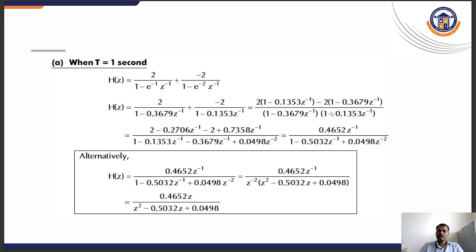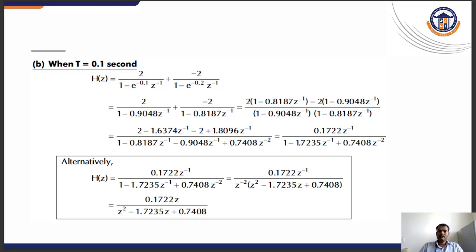After finding the values, substitute them in place of e^(-1) and e^(-2), and then we can cross multiply this and find the value of H(z) in terms of negative powers of z, or else we can find it with the powers of z in positive also. So the answer for H(z) is 0.4652 z^(-1) / (1 - 0.5032 z^(-1) + 0.0498 z^(-2)). Alternatively we can find it in terms of positive powers also.